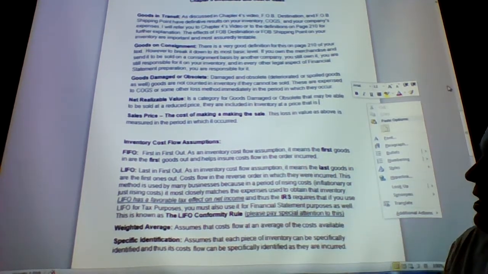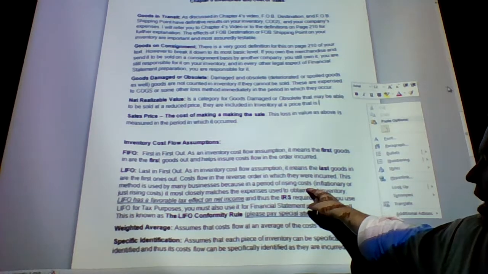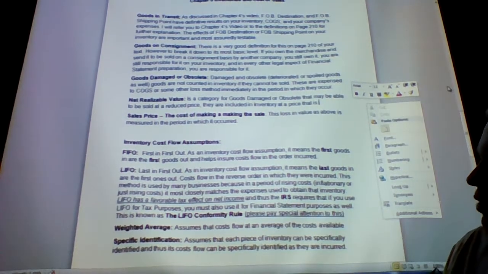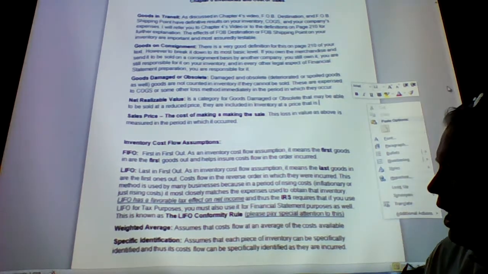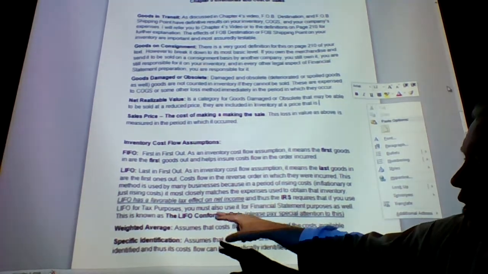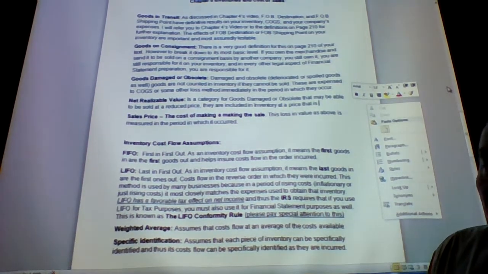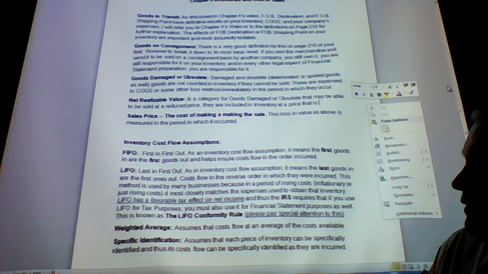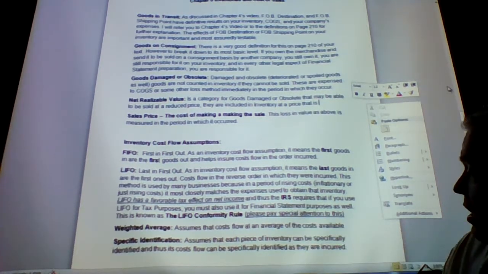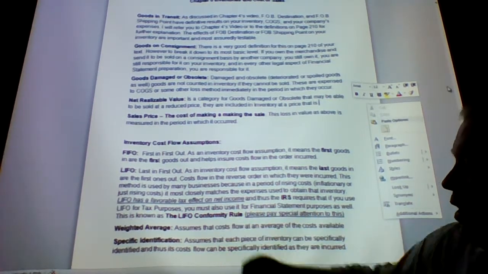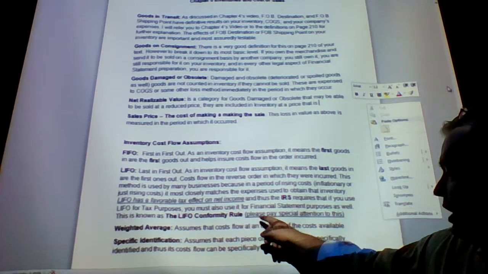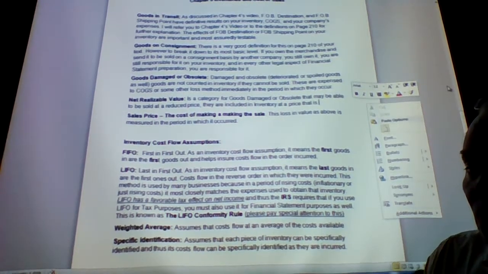This method is used by many businesses because in a period of rising cost, inflationary, or just rising cost, it most closely matches the expenses used to obtain that inventory. I have this underlined. This is really important. If I have it underlined or I have it in bold, it's really important to know this. LIFO has a favorable tax effect on net income, and thus the IRS requires that if you use LIFO for tax purposes, you must also use it for the preparation of your financial statements. This is known as the LIFO conformity rule. Please pay special attention to this. This is a testable question.